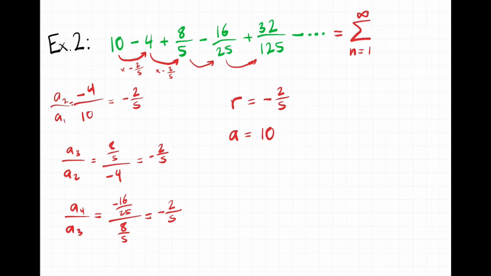So the formula should be the sum as n goes from 1 to infinity of a times r to the power of n minus 1. Our a is 10, so I'll put a 10 here. And then our r is negative 2 fifths. Put that in parentheses because that whole thing is going to the power of n minus 1. That is our formula. Because it is possible to find an r that is a common ratio between each of the terms, this is a geometric series. Let's look at one more example.